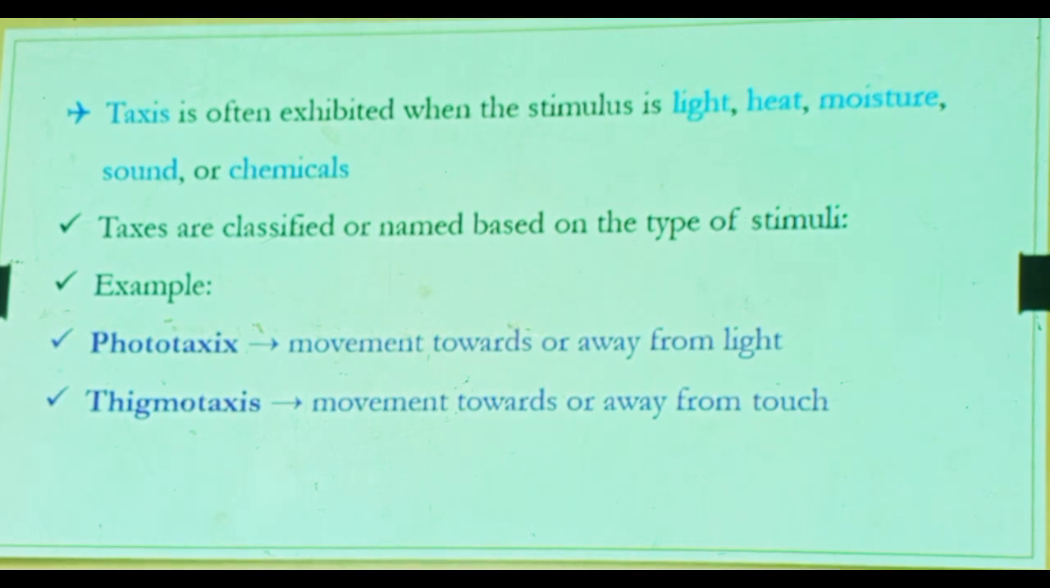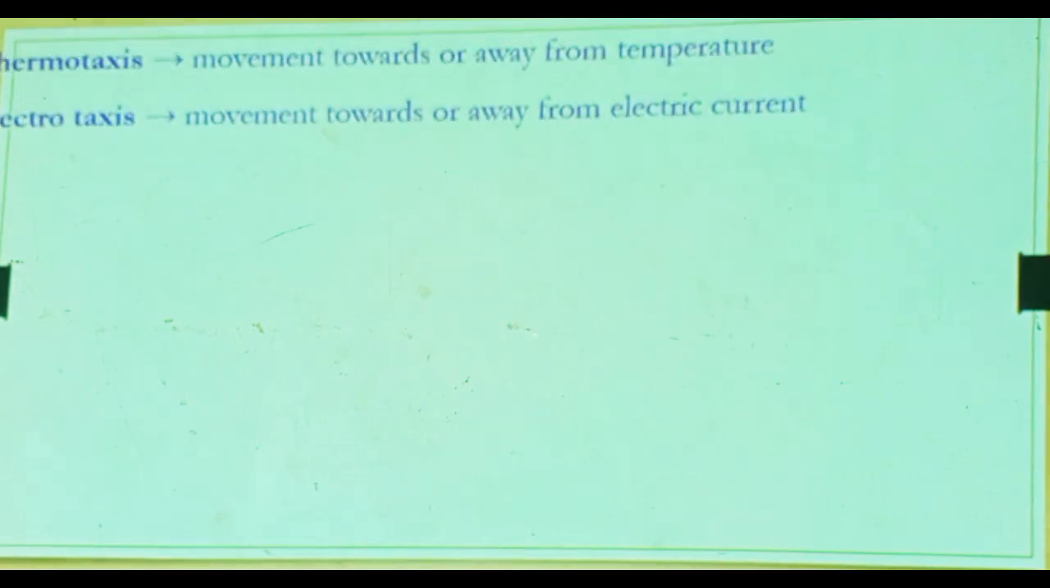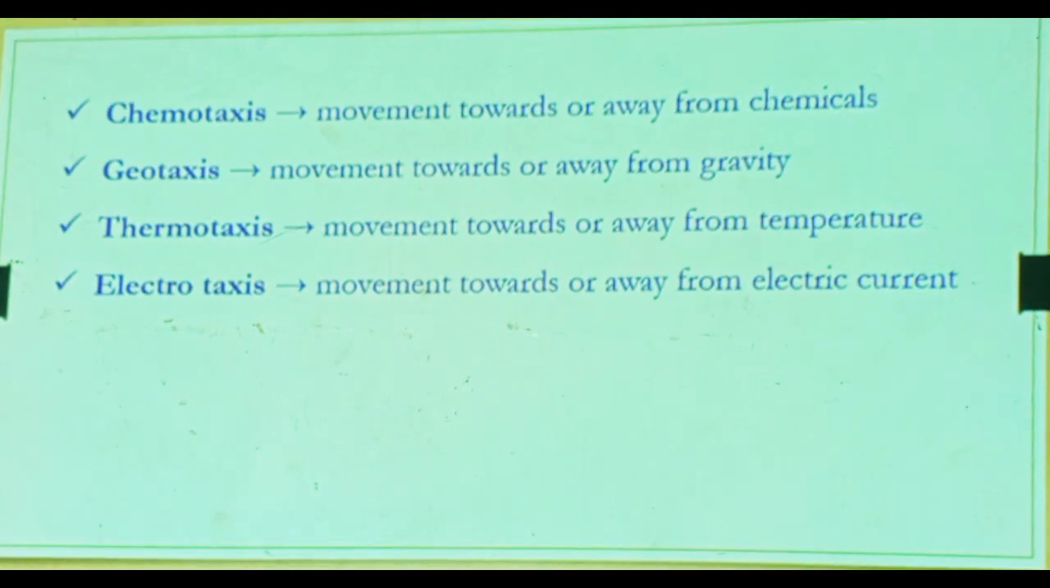Therefore, phototaxis, thigmotaxis, chemotaxis, geotaxis, a response to gravity, thermotaxis, temperature, and electrotaxis, electric current, non-damaging electric current. Even a single-celled organism like amoeba can respond to non-damaging, very slight electric current. If you shock them by electric current, they move away from it, showing negative electrotaxis.